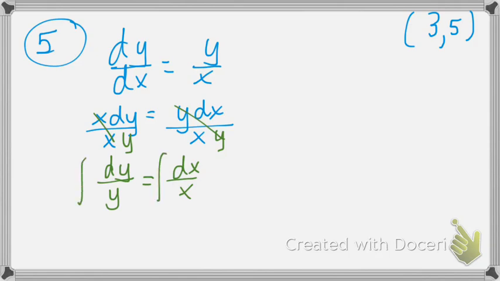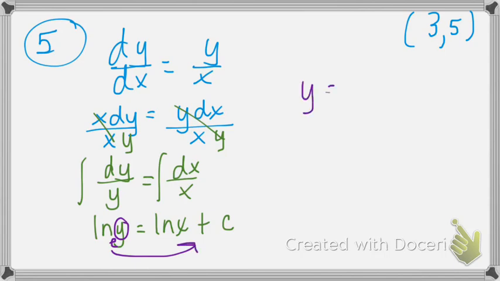Then I take the antiderivative. The antiderivative of dy over y is natural log of y. The antiderivative of dx over x is natural log of x. Don't forget your plus c on the x side. And now I want to solve for y. Remember you understood e, so y equals e to that power. Uh-oh, I see that c in the power.